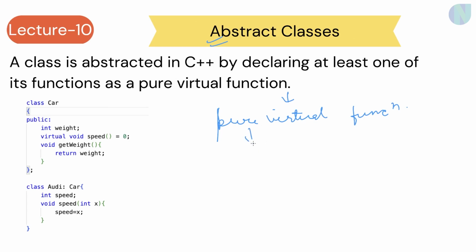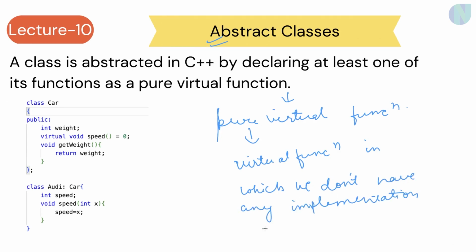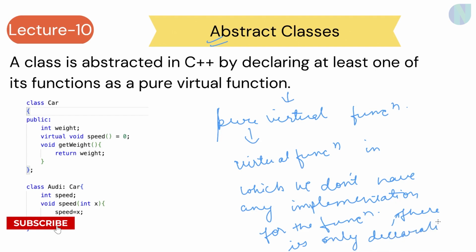Just to give you an overview, what is a pure virtual function? It is a kind of virtual function in which we don't have any implementation for the function, there is only a declaration. Sorry for the very bad handwriting, but I'm writing it on a keypad. So a pure virtual function is a virtual function in which we don't have any implementation, rather we only have a declaration.